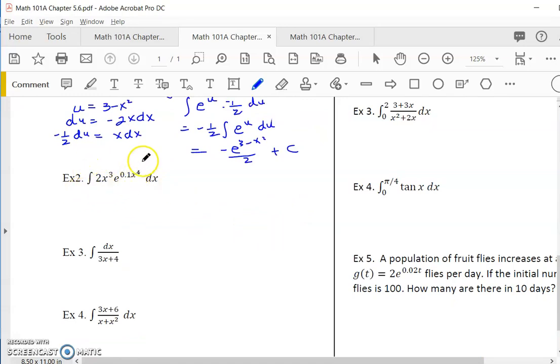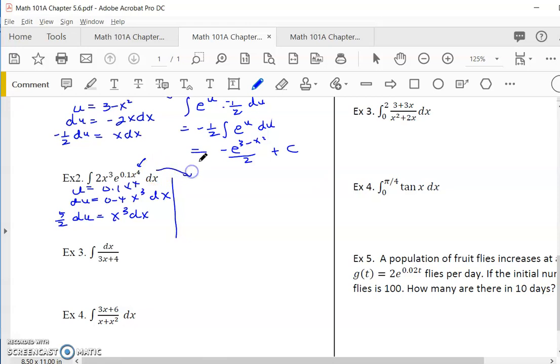In this case, we notice that this is the exponent, again 0.1 x to the 4th. If I do a derivative, I should have x cubed. So this is set up so you can do u substitution. With u equal to 0.1 x to the 4th, du would be 0.4 x to the 3 dx. So I have x cubed dx. This is 2 over 5, right? So 5 over 2 du would equal x cubed dx, because 2 over 5 times 5 over 2 is 1. That's what I use to replace it.